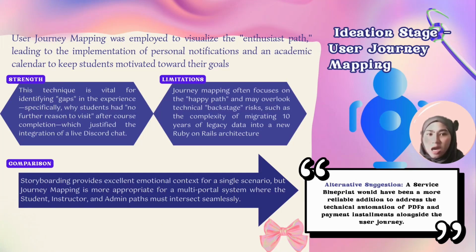For the limitation, journey mapping often focuses on the happy path. In the CGMA context, it may have overlooked significant backstage technical risks, such as the extreme complexity of migrating 10 years of legacy data into a brand new Ruby on Rails architecture.